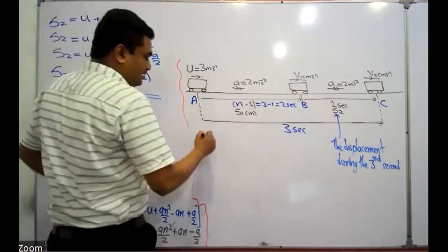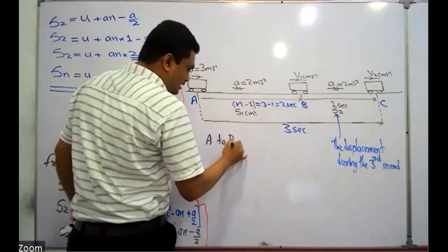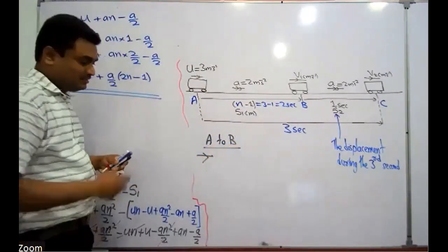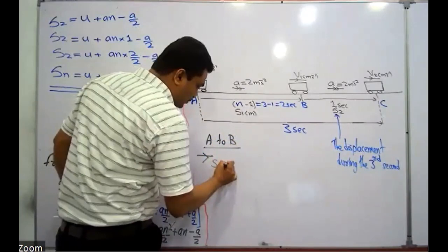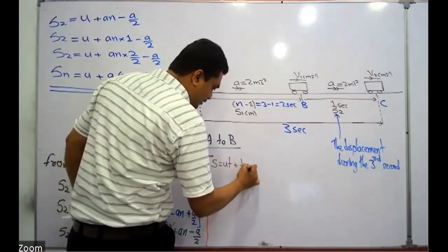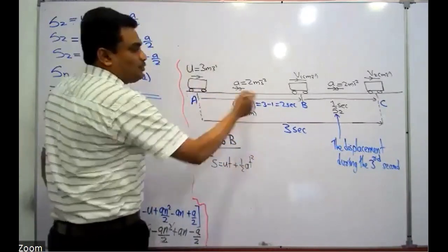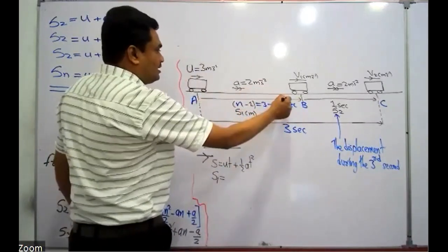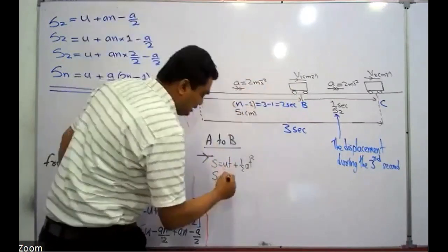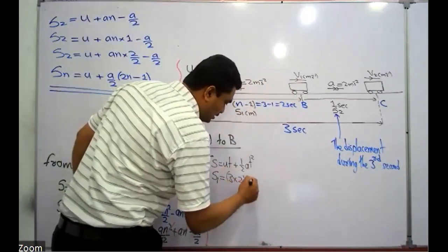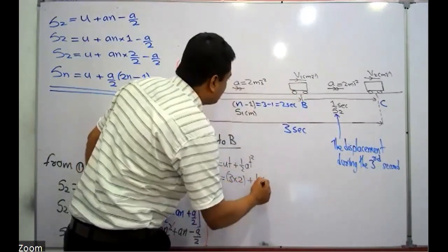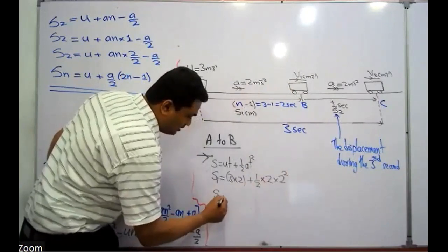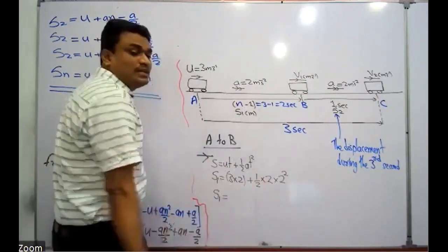So simple. Just write A to B, in the right hand side direction, displacement is equal to ut plus half at square. A to B displacement is S1. In the AB section, initial velocity is 3, time is 2, plus half, acceleration 2, time is also 2, and square of that. Can you find S1 here? Can you find the A to B displacement?